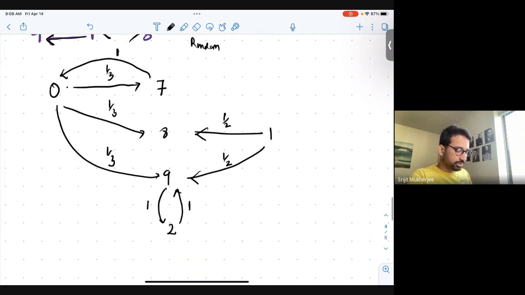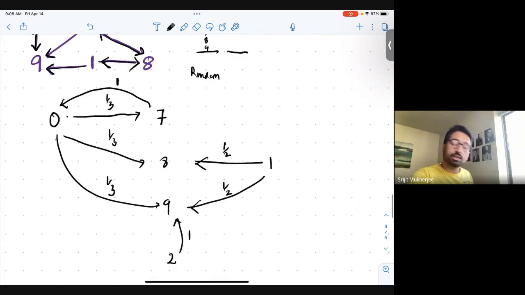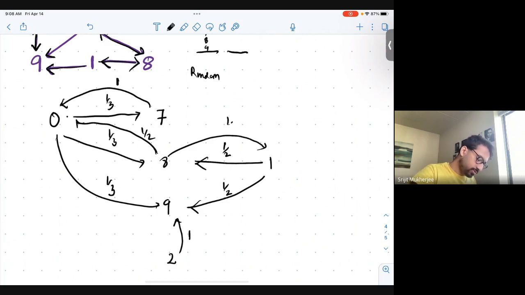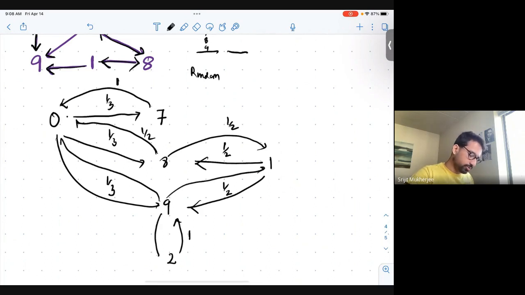Sorry, I have made a mistake. 9 has more possibilities. So 0 will go to 7, 7 will go to 0 with probability 1, and 8 can go to 0 and 1, so with probability half, and 9 will go to 0, 1, and 2 with probability 1/3, 1/3, and 1/3.